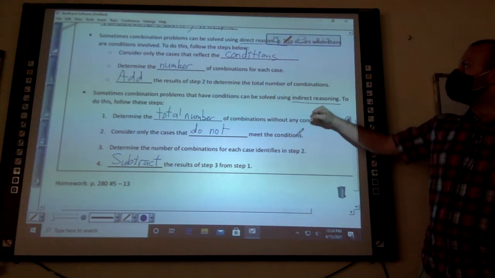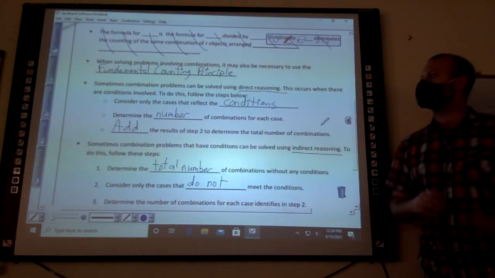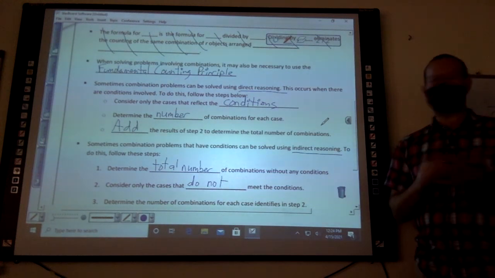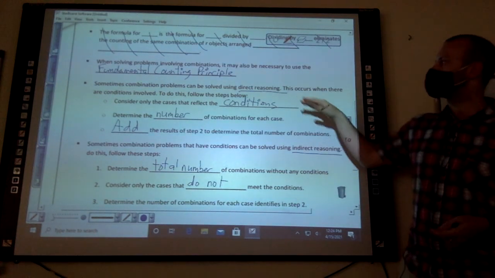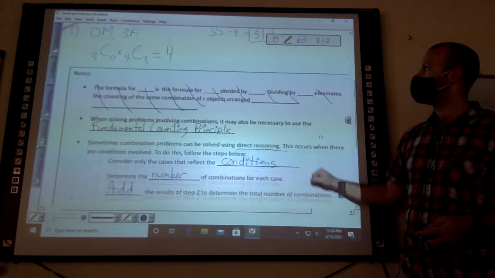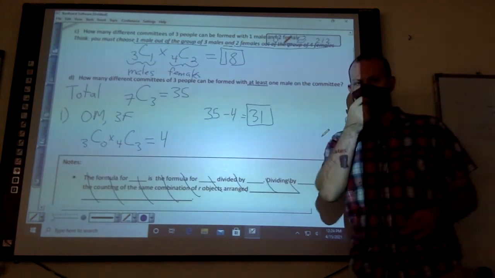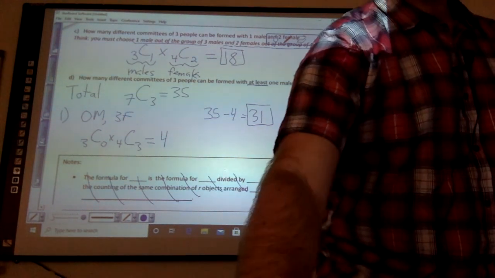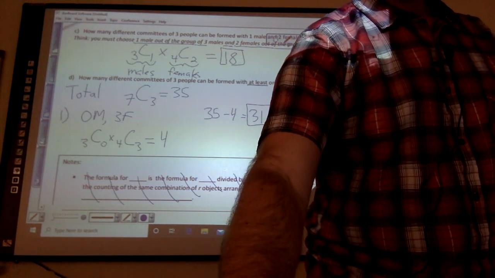So this is indirect reasoning. The one we did before is direct. Sometimes one of them will be quicker than the other. But if you just like the direct reasoning, you can just use that one, and that's fine. If this one's too confusing, just go with the direct one. And that's this set of notes.